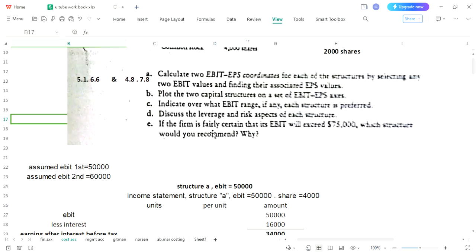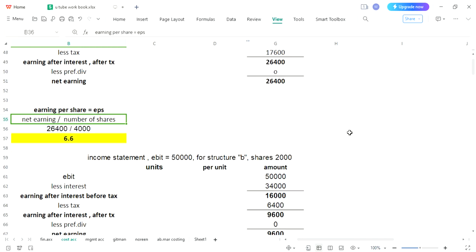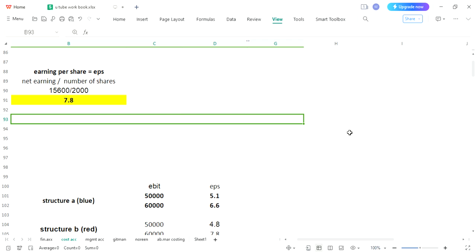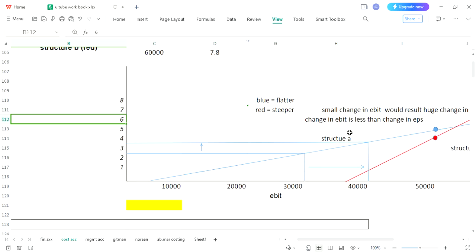If the firm is fairly certain that EBIT will exceed 75,000, so let me know where you will get your benefit. If your EBIT will increase to 75,000, but even then with a huge change in EBIT, this EPS would not be increased as much in case of structure A. For that, structure B would be better.